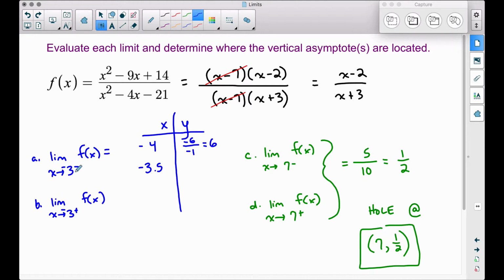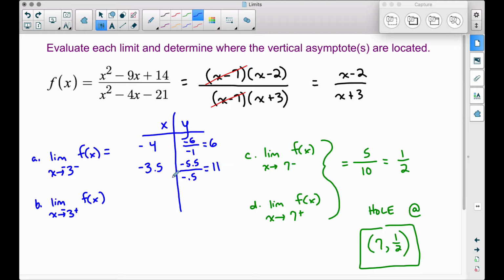That's even closer to negative 3 coming in from the left. Negative 3.5 minus 2 is negative 5.5. Divide that by negative 3.5 plus 3, that's negative 0.5. And what I want you to notice here is that we're always going to get a negative over a negative whenever we plug in a number that's to the left of negative 3. Evaluating this, you will get a positive 11.